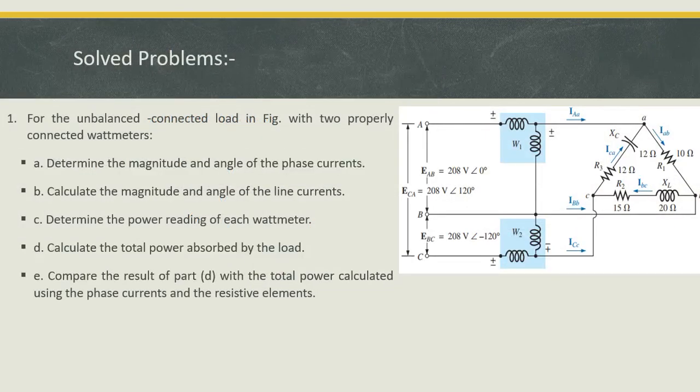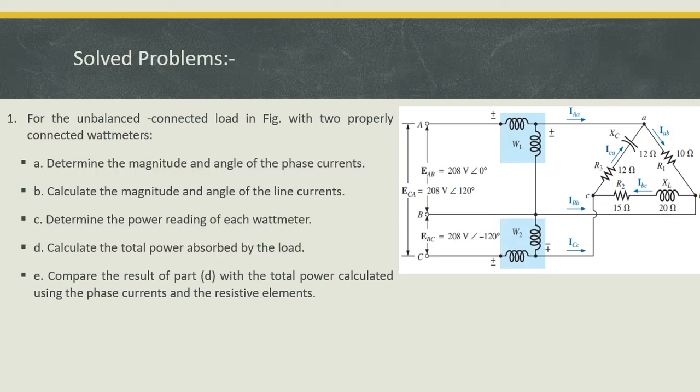Now look at this problem. It is an unbalanced delta connected load. Up to now we solved the balanced load connection. Here we go for an unbalanced delta connected load with two properly connected wattmeters. Determine the magnitude and angle of the phase currents, the magnitude and angle of the line currents, and determine the power reading of each wattmeter. Similarly, calculate the total power absorbed by the load and compare the results with part D, the total power calculated using the phase currents and resistive elements.